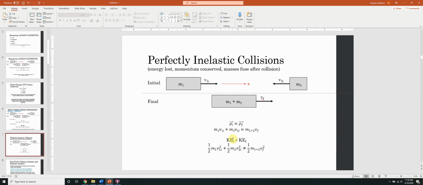And in terms of kinetic energy, we know that these two quantities are not going to be equivalent because it's an inelastic collision, so we are losing energy, right? So that means 1/2 M1 V1 initial squared plus 1/2 M2 V2 initial squared is not going to be equal to 1/2 times M1 plus M2 times V final squared. On either side of the equation, you can see how you would calculate initial kinetic energy and final kinetic energy. But remember, these quantities will not be equivalent.